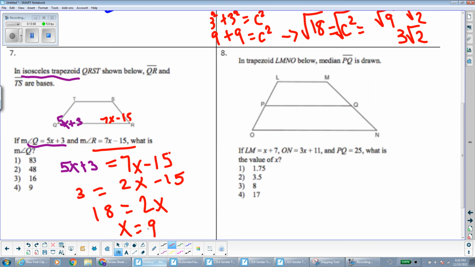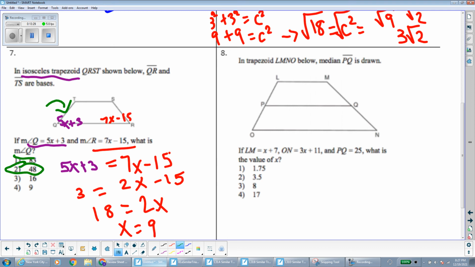The question doesn't ask for the x value. It asks for the measurement of angle Q. So I took my x value and I plugged it back in for angle Q. 5 times 9 plus 3. So that is 48. So that's answer choice number 2. 9 times 5 is 45 plus 3 is 48.